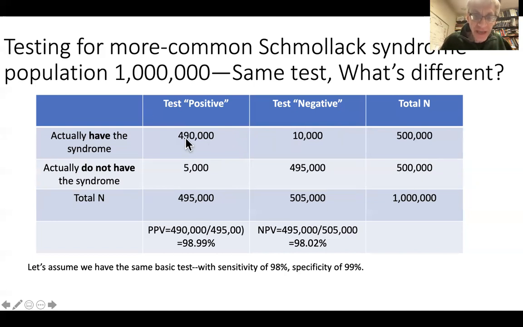So my PPV now, and I've got vastly more people who test positive because they actually have it, just because the disease is really common. So what is my PPV? It's 490,000 divided by 495,000. It's basically 98.99%. So if I test positive for this thing, I've got it, with very high probability.